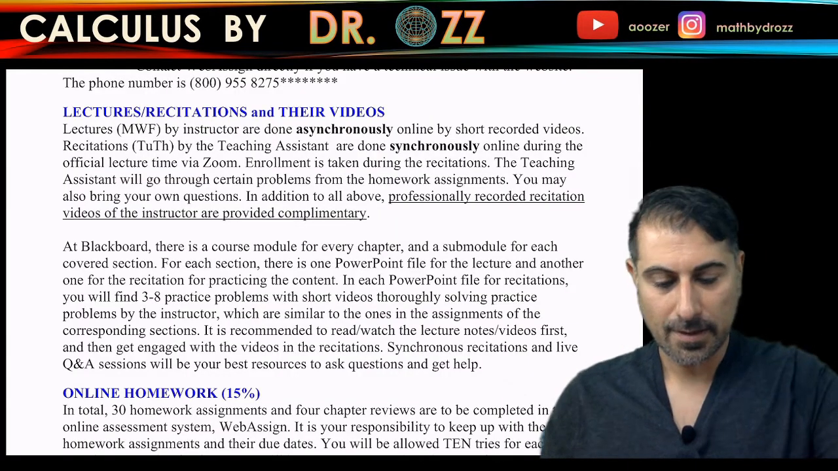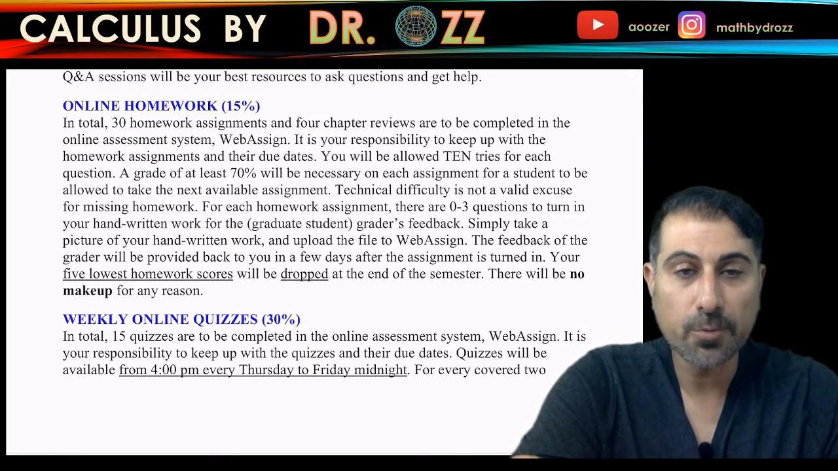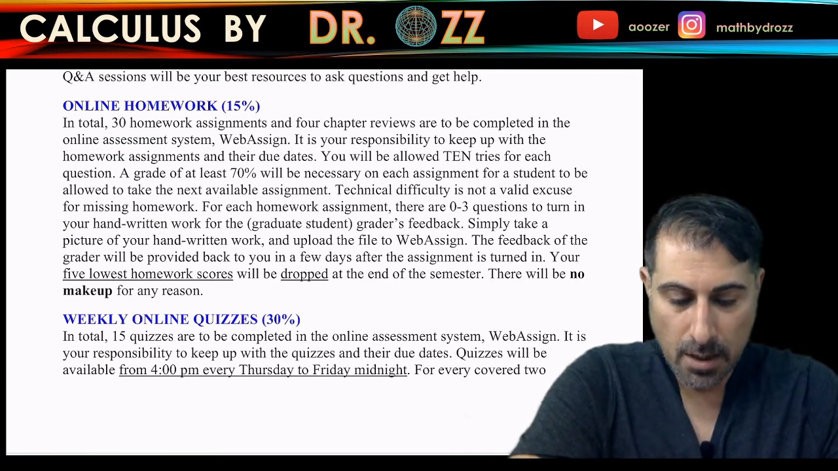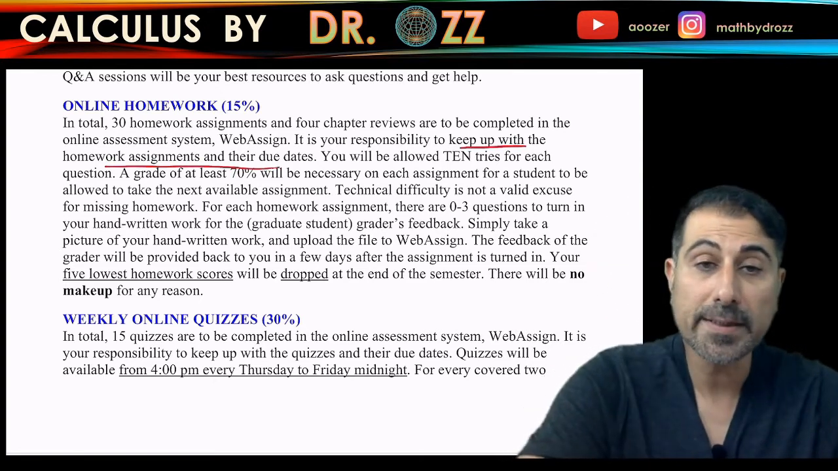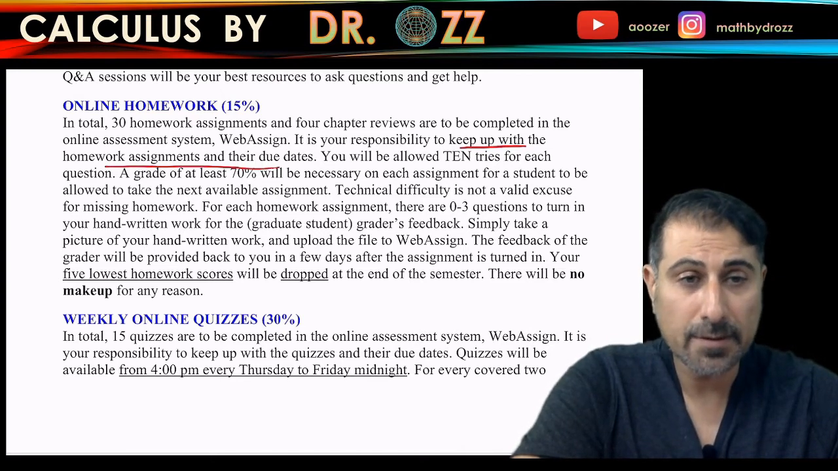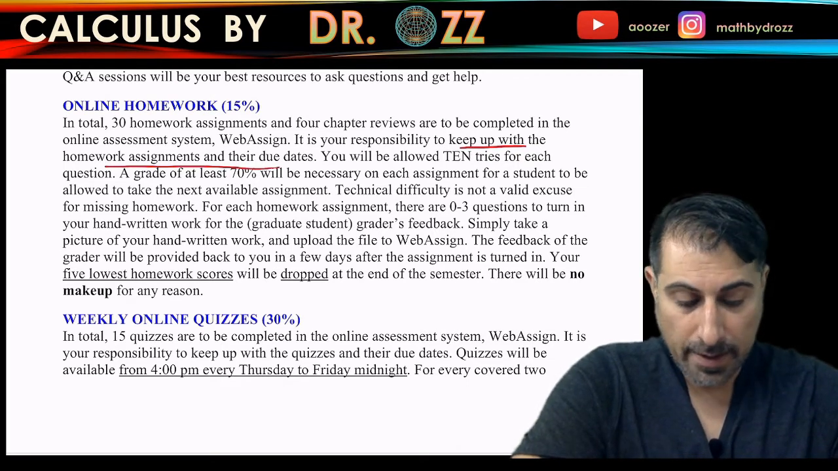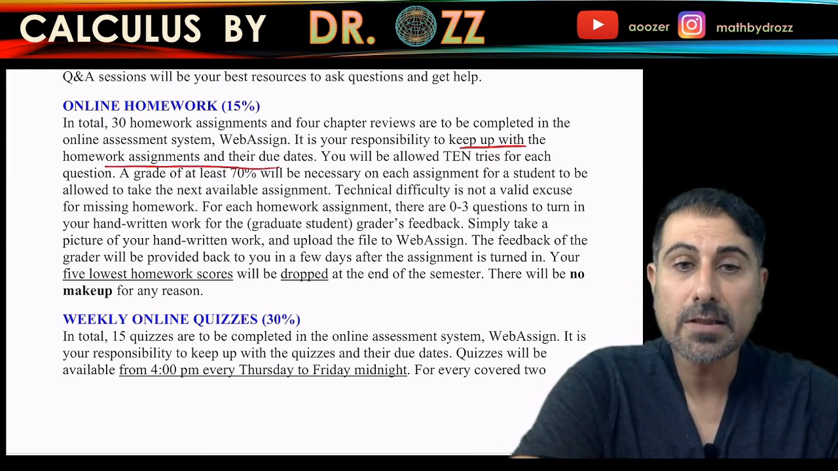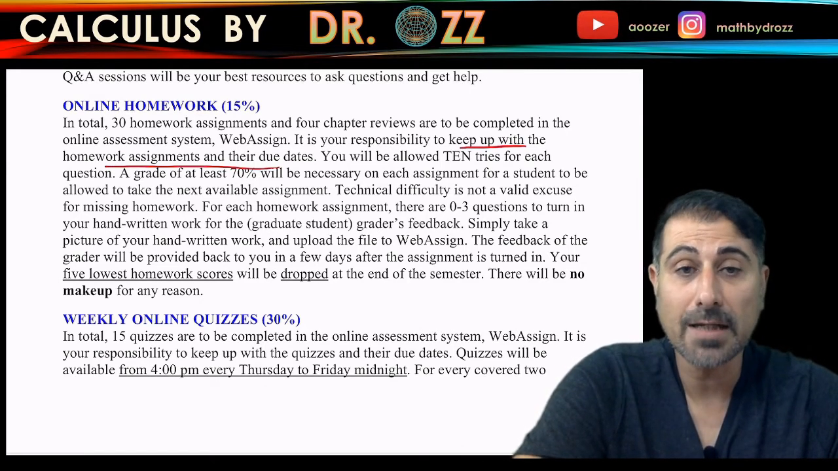All right, so let's continue with the online homework assignments. You have 30 homework assignments and 4 chapter reviews to be completed in WebAssign. And it's your responsibility to keep up with the due dates of homework assignments. The good news is that you're allowed to have 10 tries for each question in the homework assignment, and you should expect 8 to 15 questions in each homework assignment. And you should aim for 70% to continue to the next assignment. And obviously, technical difficulty is not a valid excuse for missing homework assignments because I give you enough time to finish and submit homework assignments.